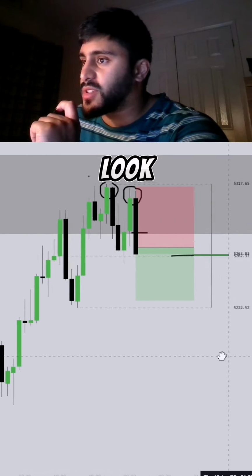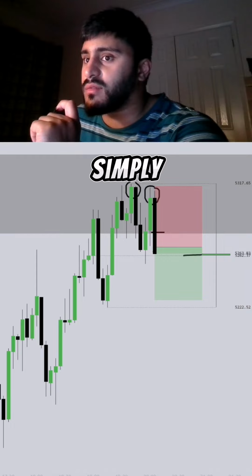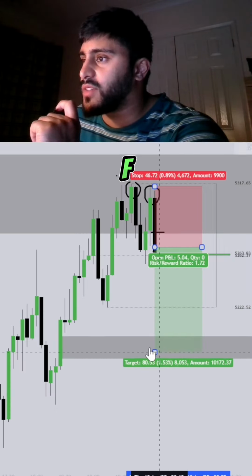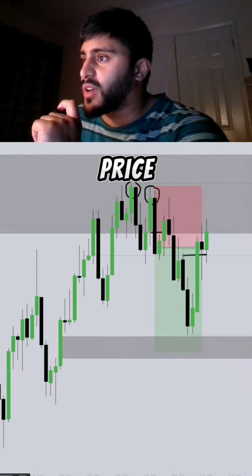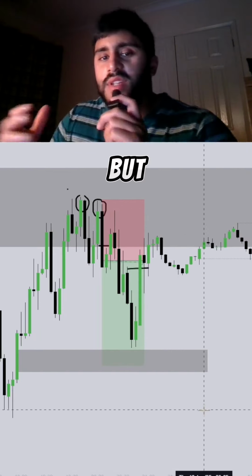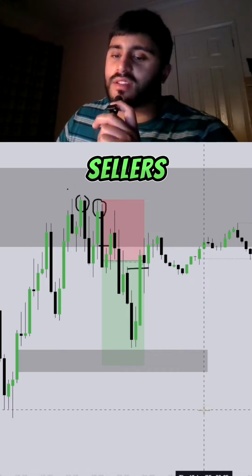And now from here, where do you look to target? Well, you look to target very, very simply this fair value gap just over here. So we're looking to target this fair value gap over here, this FVG over here. Now, that being said, price eventually does, I think, rally to the downside in this particular situation. But you need to understand what is going on between buyers and sellers if you want to take trades.